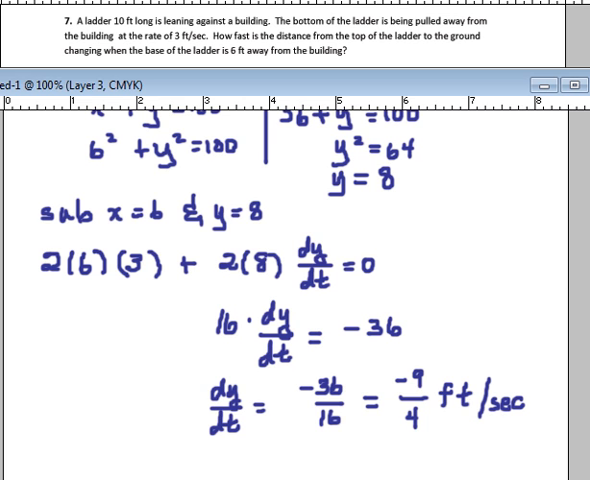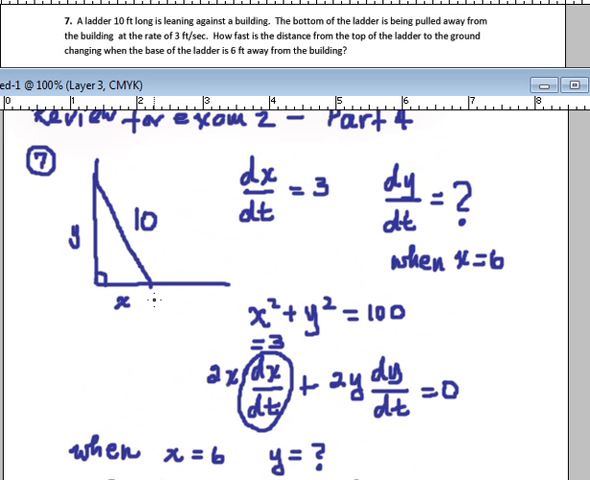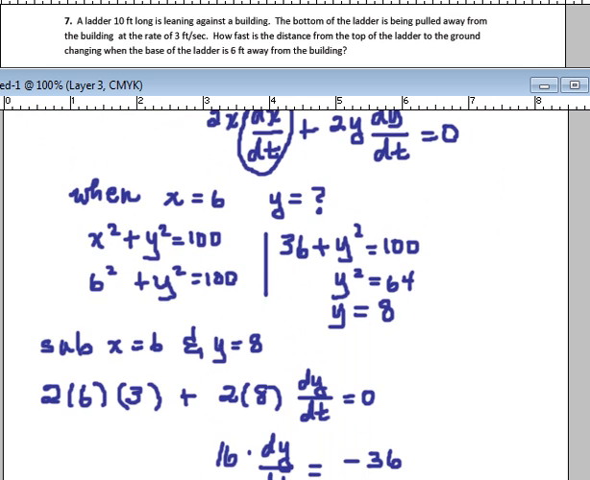Okay. Notice that dy/dt is negative, and this makes sense because if the ladder is being pulled away this way, then the top of the ladder is coming down and y is decreasing. Okay, so that makes sense.